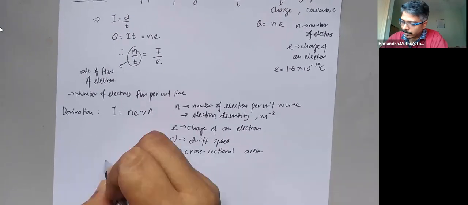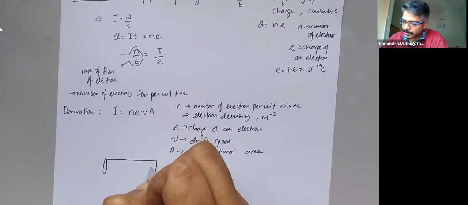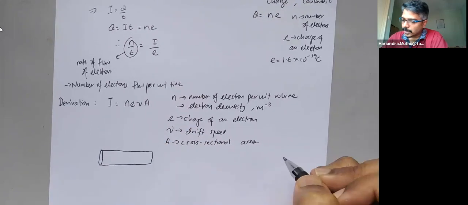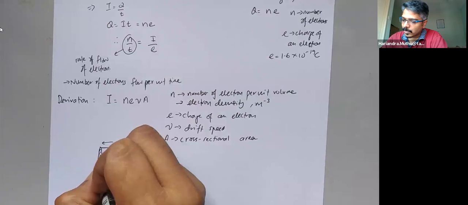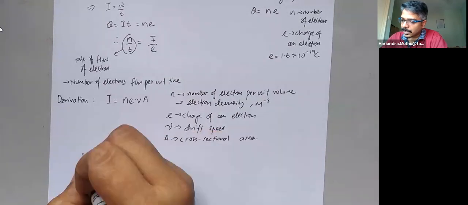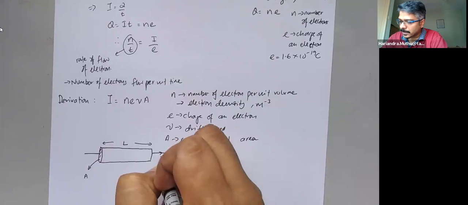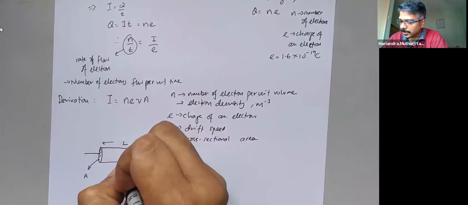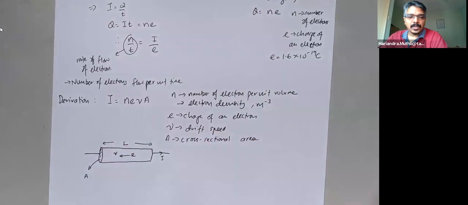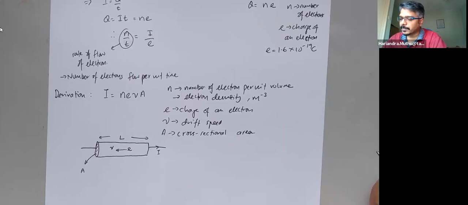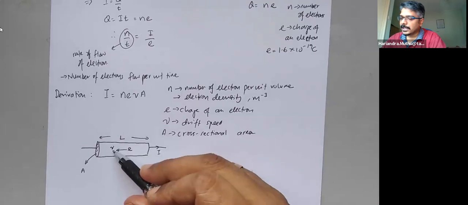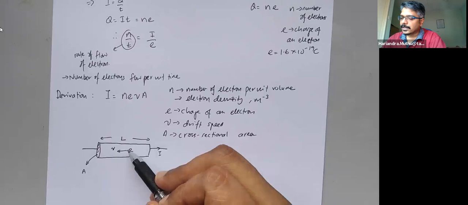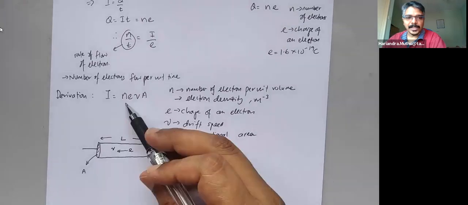So if you have a conductor and the length of the conductor is L, the cross-sectional area of the conductor is A, current I is flowing through the conductor, and the electrons flow in the opposite direction, drifting with the speed v. We want to find out the relationship between I, v, A, e, and n-bar, the electron density.